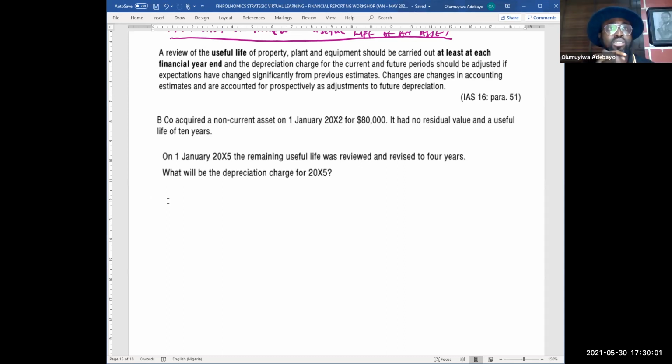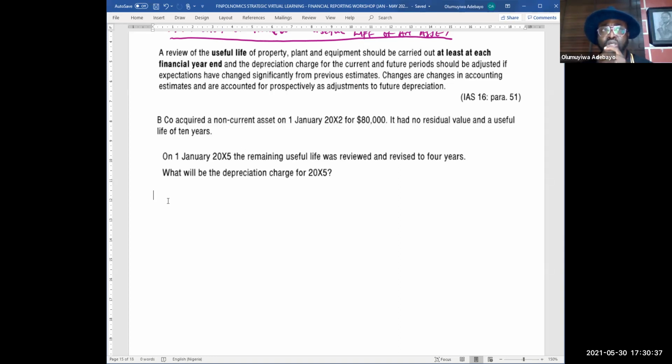Okay, remember January 20x2, which might be January 2012, up to December 2014 will have been 3 years. And that depreciation will have been 80,000 divided by 10, which is 8,000 per year. And 3 years has gone. That 3 years will be $24,000. Okay, which means after 3 years has passed, you have 7 years left.